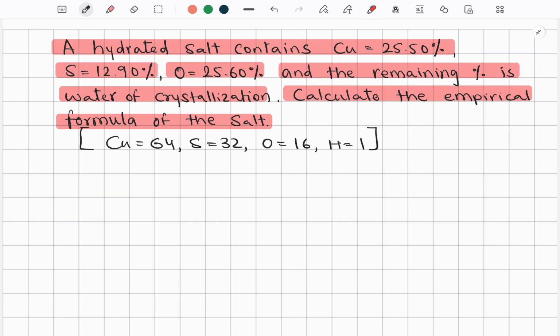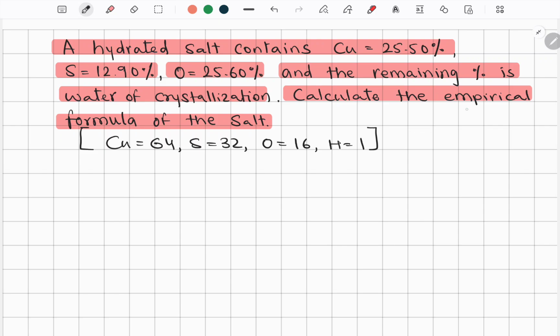So first of all, the hydrated salt. Hydrated salt means the salt is containing water of crystallization. Like we have seen before, ZnSO4.7H2O. This is water of crystallization, and this salt is called the hydrated salt. If there is no water of crystallization, the salt is called anhydrous salt.